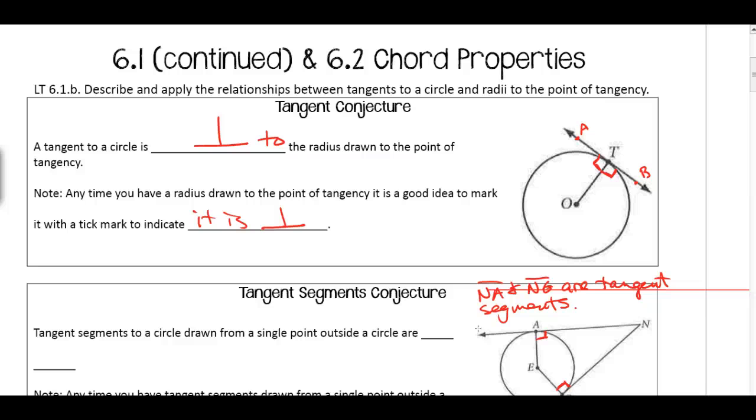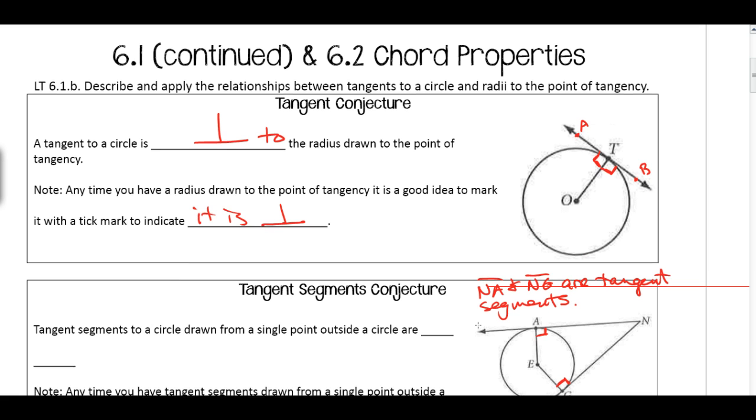This is Mr. Martin. These are the video notes for section 6.1 continued and 6.2 for Geometry Advanced. We're going to continue talking about circles and the different properties of circles. There's a lot of information in these couple of sections in this chapter in general, so make sure you're keeping up on the homework and getting help when you need it.